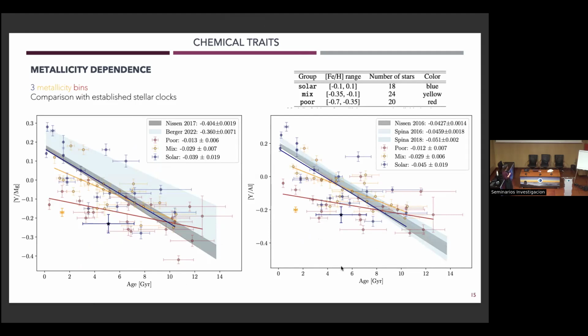So then we basically started to plot the well-known chemical clocks versus age, and derive fitting linear relations for the 3 groups. What is visible here is that for the solar group, the more metal-rich one, our slope compares very well with studies that we derive from literature. But if we start to look at the intermediate group and the poor group, then we see, first of all, that we kind of deviate from literature, and most importantly, that our slope starts to get flatter and flatter.